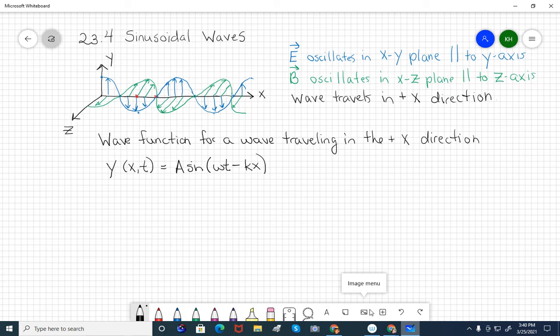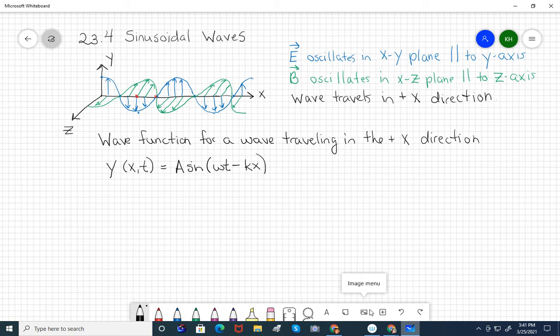The magnetic field is oscillating parallel to the z-axis, so picture that as in and out of this screen, and it lies completely in the xz plane. Notice that at this first point right here, at this red dot, the electric field and the magnetic field are both maximums at the same time. And here you can see at this dot, they're both minimums at the same time.